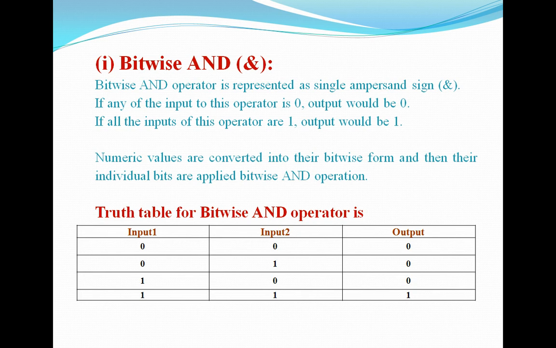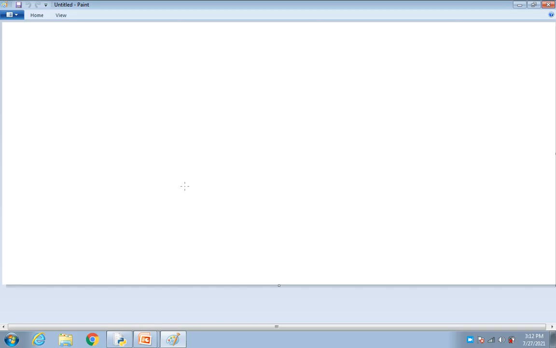Numeric values are converted first into binary form, then we do the calculation. So first we will see how a number is converted into binary. Let's go to the paint screen. Suppose you have the number 20. This number is an integer, and you have to convert it into binary, because in bitwise you have to do all the calculation on bits. So it's necessary for us to convert it into binary. So how is it done?